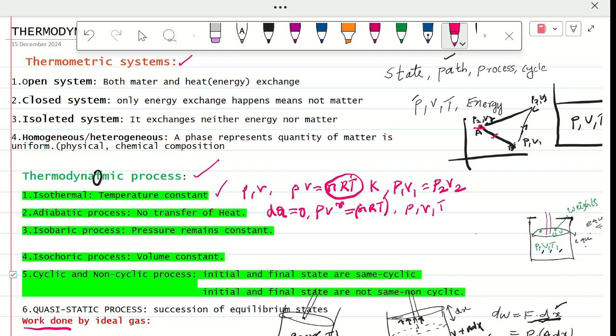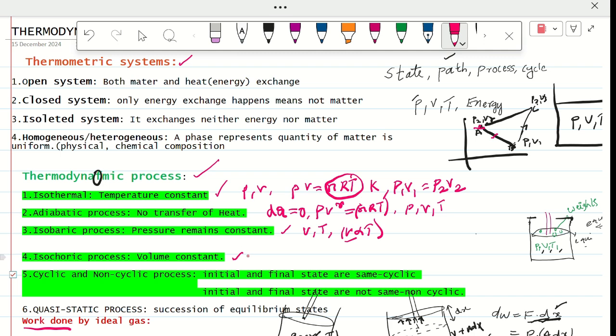Isobaric process. Isobaric means pressure remains constant. That means volume and temperature are varying. This is given by Charles law, V proportional to T. Therefore, V1/T1 = V2/T2. The isothermal process explains Boyle's law, P inversely proportional to volume at constant temperature. V proportional to T at constant pressure is called the isobaric process, and this relation is given by Charles law.